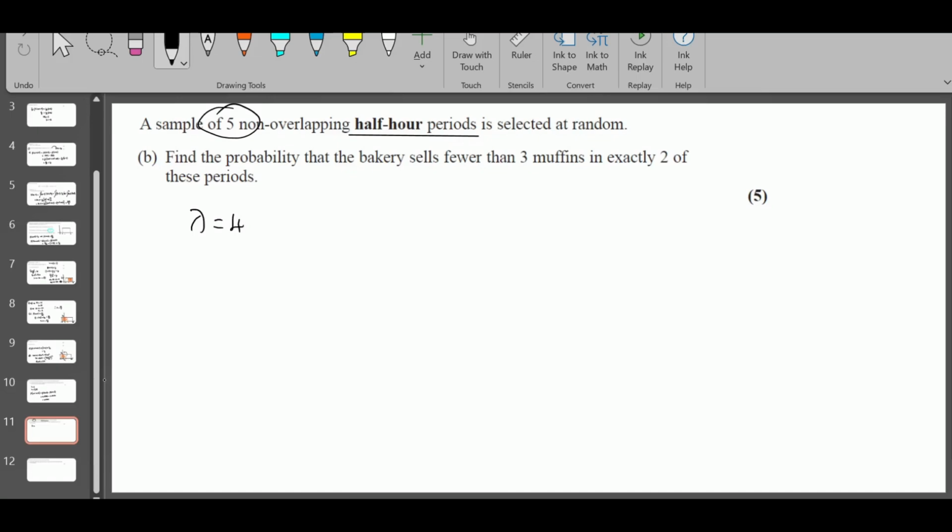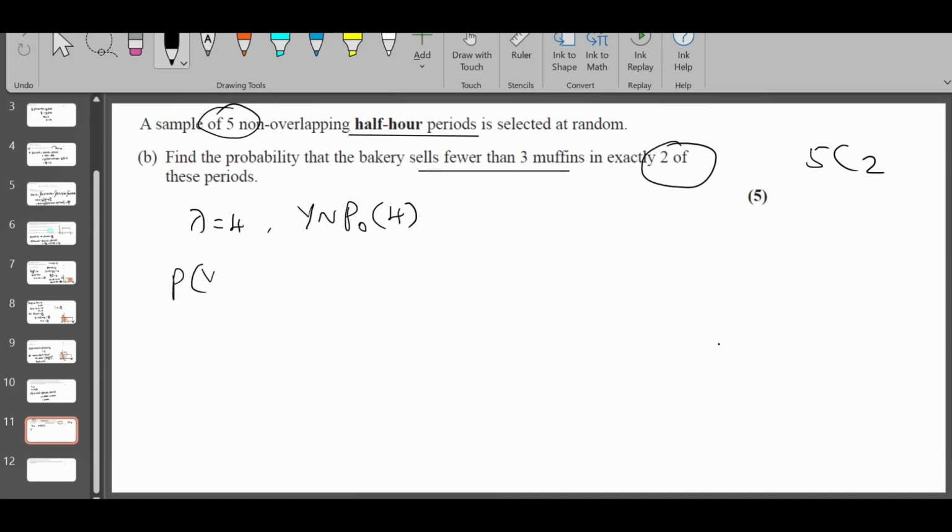Okay. And then find the probability that the bakery sells fewer than 3 in exactly 2 of these periods. We need to find 5C. What is the probability of success here? Selling fewer than 3 muffins. So we are going to take it as Y follows Poisson distribution of 4.